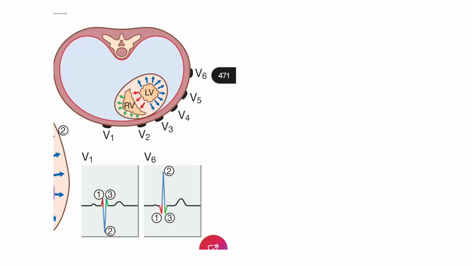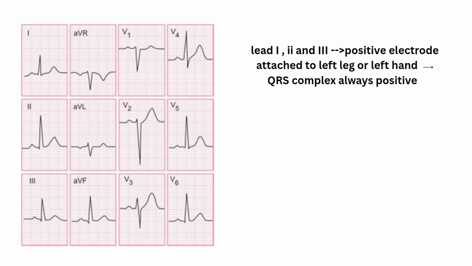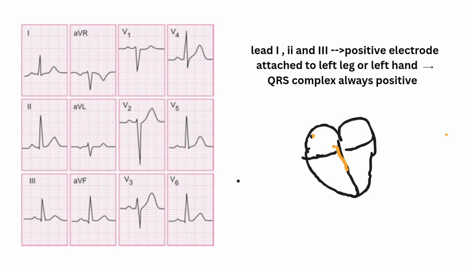Similarly, in the case of unipolar chest leads, V1 and V2 are placed in the direction opposite to the current flow away from the left ventricle, so the QRS complex here will be negative, whereas leads V3, V4, V5 and V6 are placed in the direction of the current flow just above the left ventricle, so they will be positive. In leads 1, 2 and 3, the positive electrode is connected to the left hand or left foot, and hence the QRS complex is always positive in leads 1, 2 and 3.